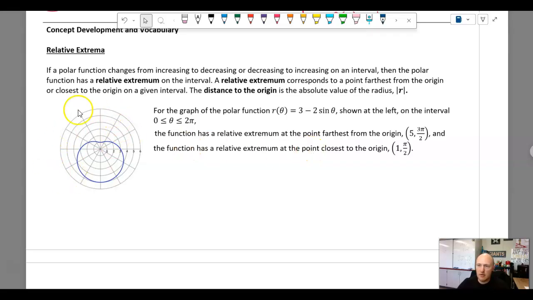So here is a graph of the polar function r of theta equals 3 minus 2 sine theta. And the function has two relative extrema. The one that's closest to the origin is right here at 1. So that distance is 1, a radius of 1. But then I also have this distance all the way down here. The furthest point is (5, 3 pi halves). So that one has a distance of 5 to the pole. So both of those are considered relative extrema.